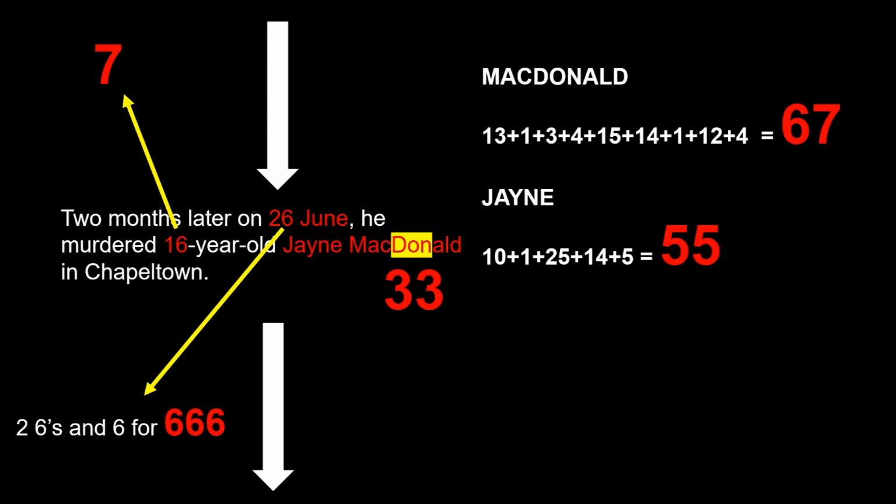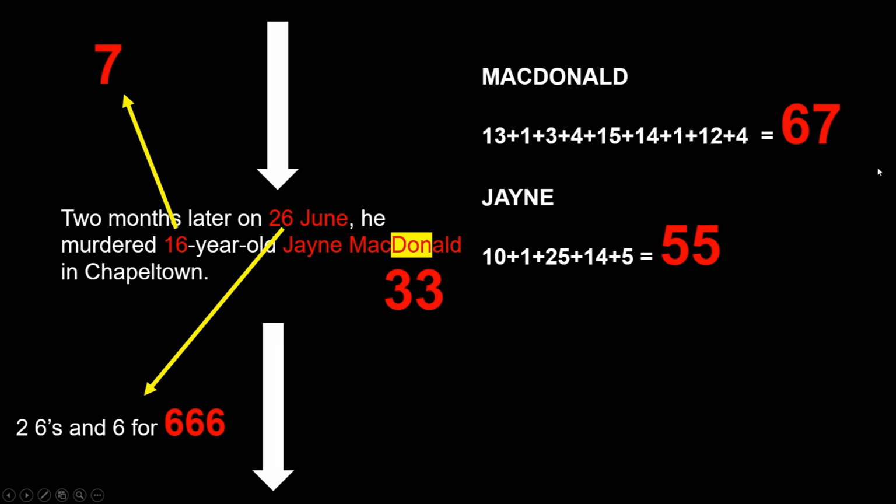So what have we got next? So we've got a 26th of June, so we've got 2 6s. And we've got a 6, so we've got 666 there. He murdered a 16-year-old, so there's our 7. And it was Jane MacDonald. Now, D-O-N is 33. You see numbers with D-O-N in? Quite often it's 33.